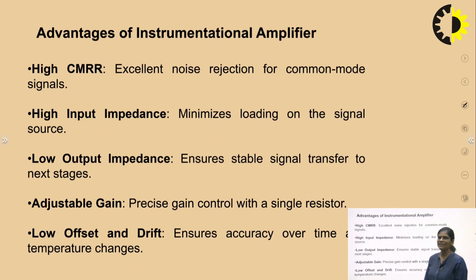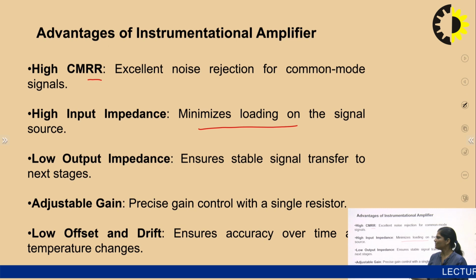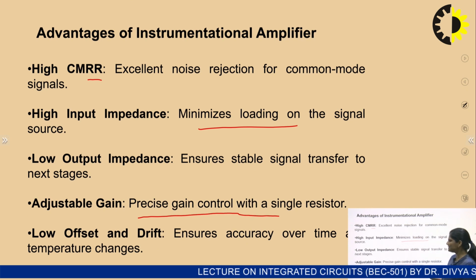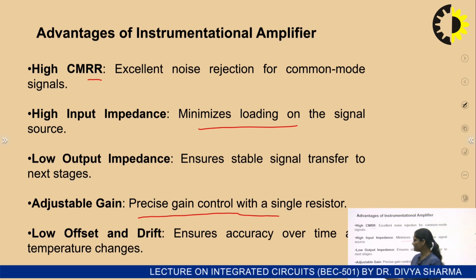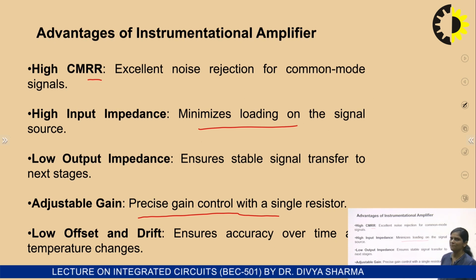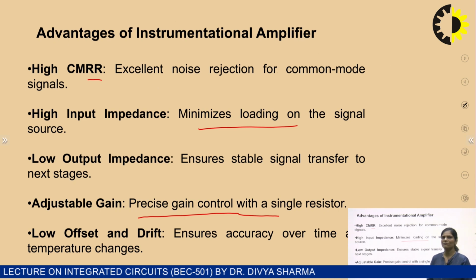Now, these are the advantages of this instrumentation amplifier: high CMRR, which means excellent noise rejection for common mode signals; high input impedance, which minimizes loading on the signal source; low output impedance, which ensures stable signal transfer to next stages; adjustable gain, so precise gain control with a single resistor; and low offset and drift, which ensures accuracy over time and temperature changes. So, these are the advantages of this amplifier.